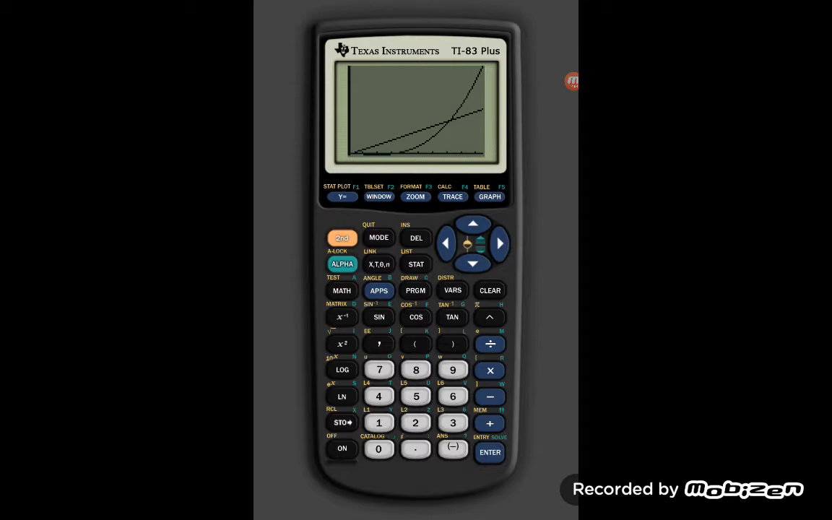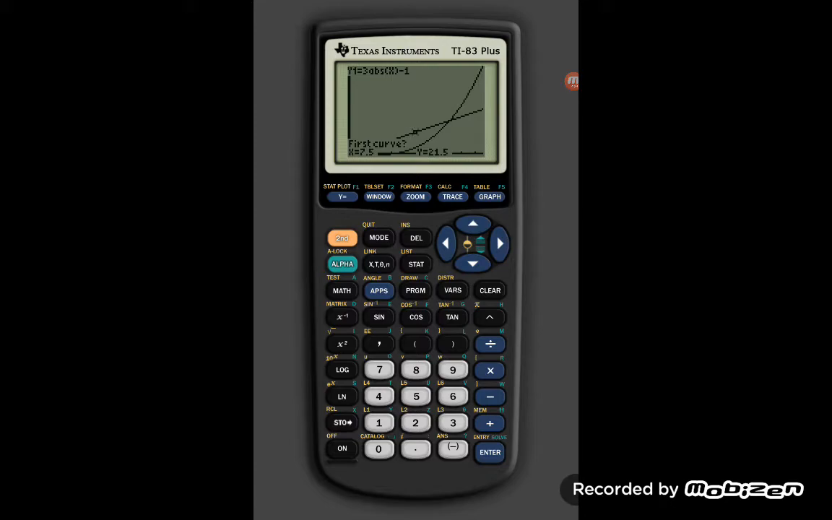So what I'm going to do instead is go into this menu here under trace. Above it is this calc. I'm going to hit second trace to go to the calculate menu. And you'll see that I can calculate a value, a 0, a minimum, a maximum, or an intersect. I'm going to calculate the intersect, so I hit enter here.